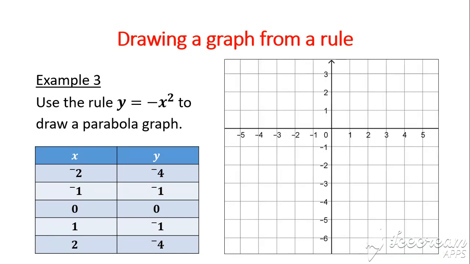So here we go, plotting points one last time. -2, -4; -1, -1; 0, 0; 1 across and down 1; and 2 across and down 4. There are the points we've created, and this is what the parabola looks like. Notice it's an upside down parabola. That's because of that negative sign out the front of the x squared.